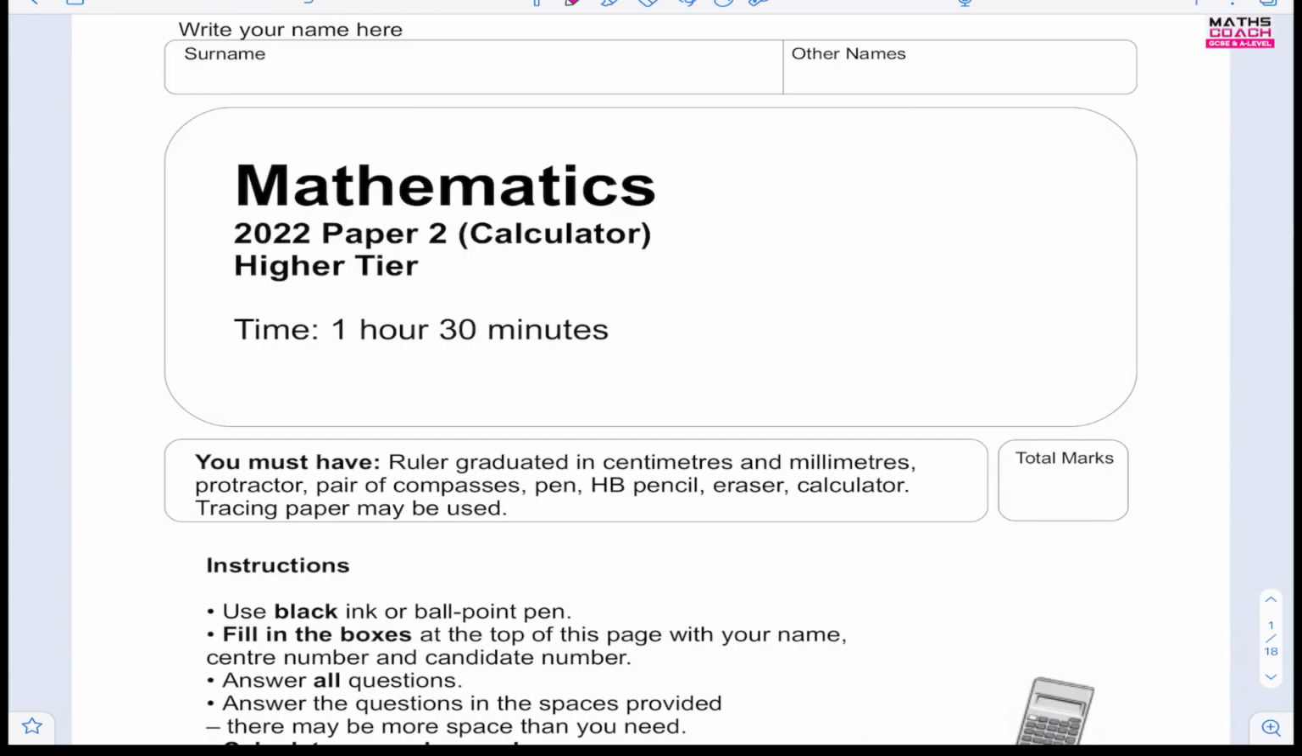Hey guys, welcome to this lesson. We will be going over paper 2, the calculator paper for the 2022 GCSE Maths Higher Tier. This paper has been prepared by Maths Genie, so kudos to them.